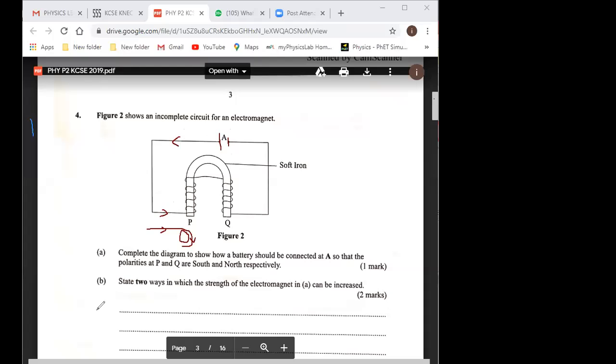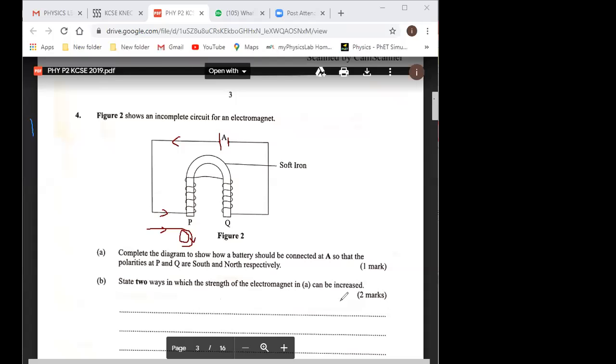Yes, Ken Waroi, you have a question? No. Okay, part B. State two ways in which the strength of an electromagnet in A can be increased. Kamal Austin: Increasing the length of the solenoid. That one is the other way around, decreasing the length of the solenoid. In this one, it is a U-shaped core and it is fixed, so the size of the core may not apply.